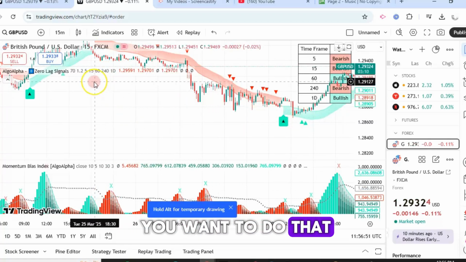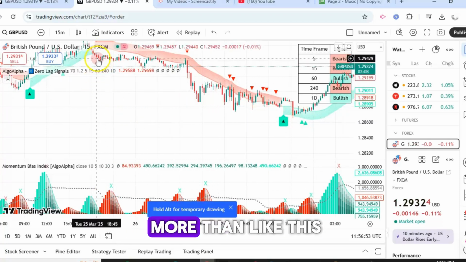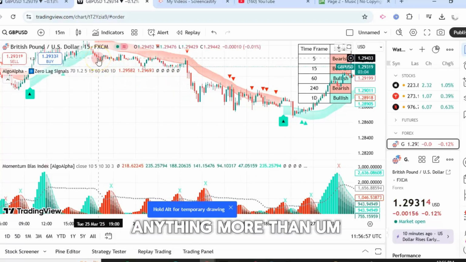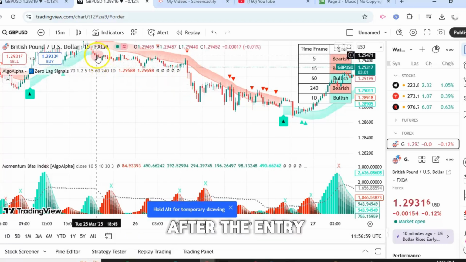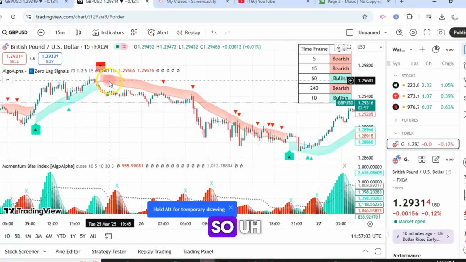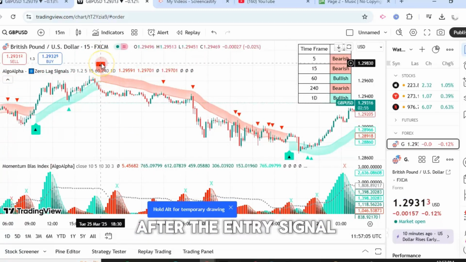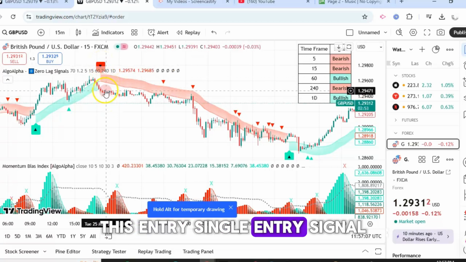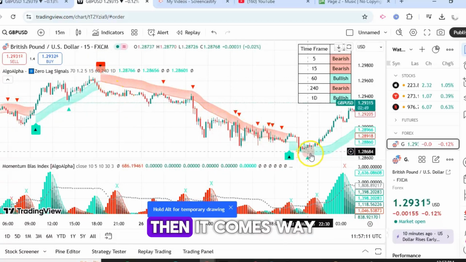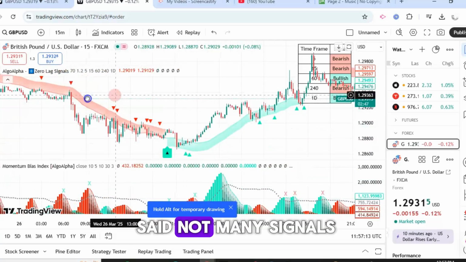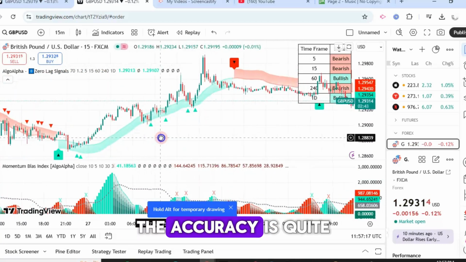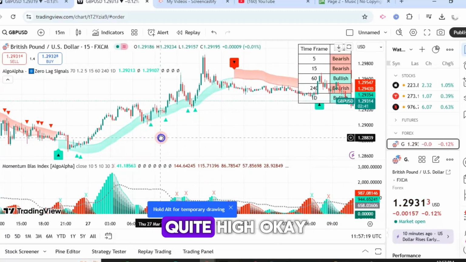If you want to do that, ensure that it's not more than, since this is a 15 minutes chart, anything more than 7 to 10 bars after the entry signal. This is the entry signal, then you have this one happen here, and then it comes way down. Like I said, not many signals, but when you have that, the accuracy is quite high.